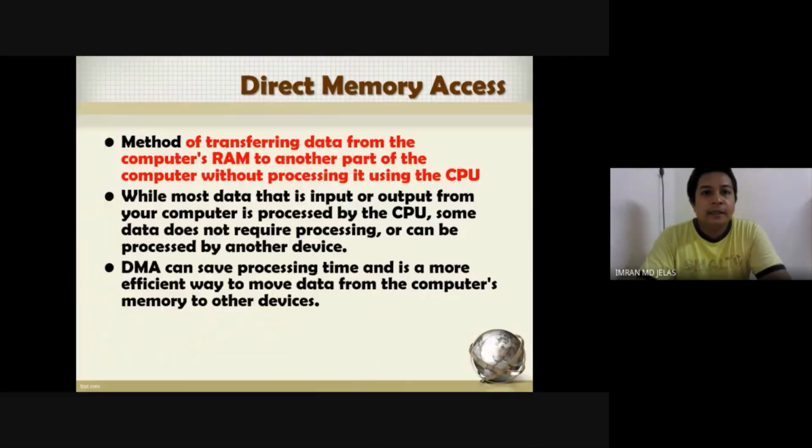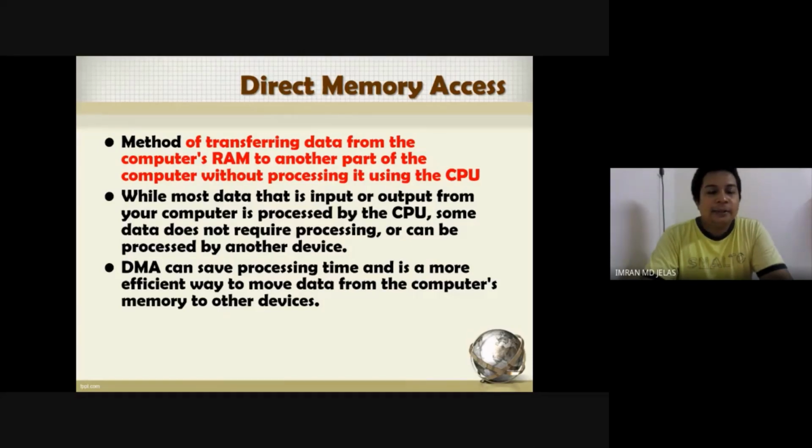Okay, so direct memory access. The final discussion, based on our previous topic, is direct memory access. So what is direct memory access? It is a method of transferring data from the computer RAM to another part of the computer without processing it using the CPU. That means we skip the CPU process.